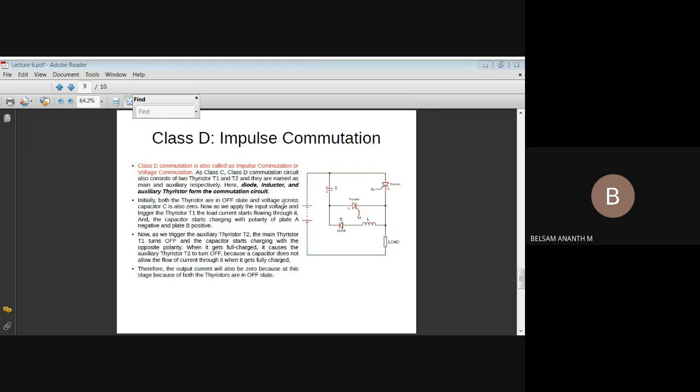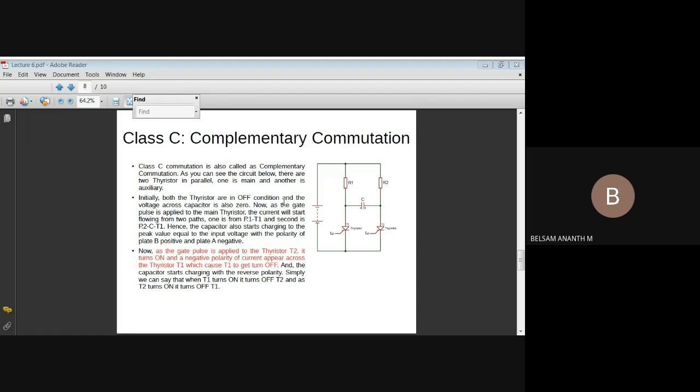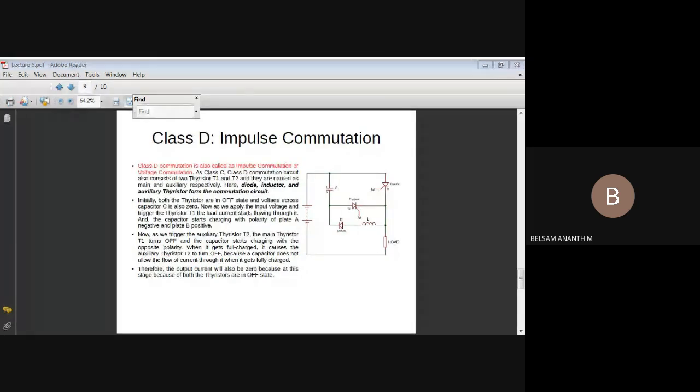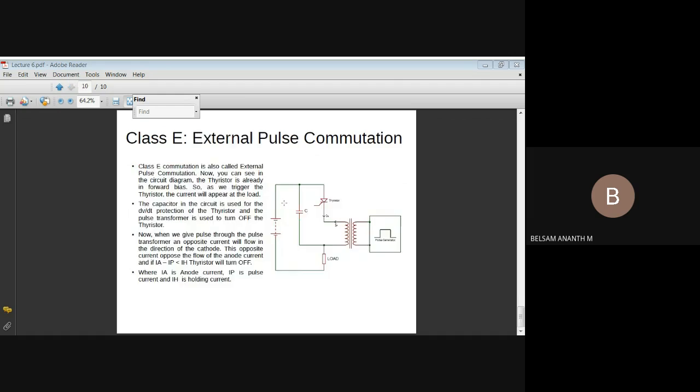So please remember, you may have two thyristors like the previous case, but in the previous case the two thyristors were in parallel. Here also you have two thyristors, but not in parallel. Along with that, you have an inductor, a capacitor, and an additional device called a diode. The diode, inductor, and auxiliary thyristor together form a commutation circuit. These devices also act as capacitive plates, so you have two sets of plates so that the effective charge takes place between the two parallel plates of a capacitor.